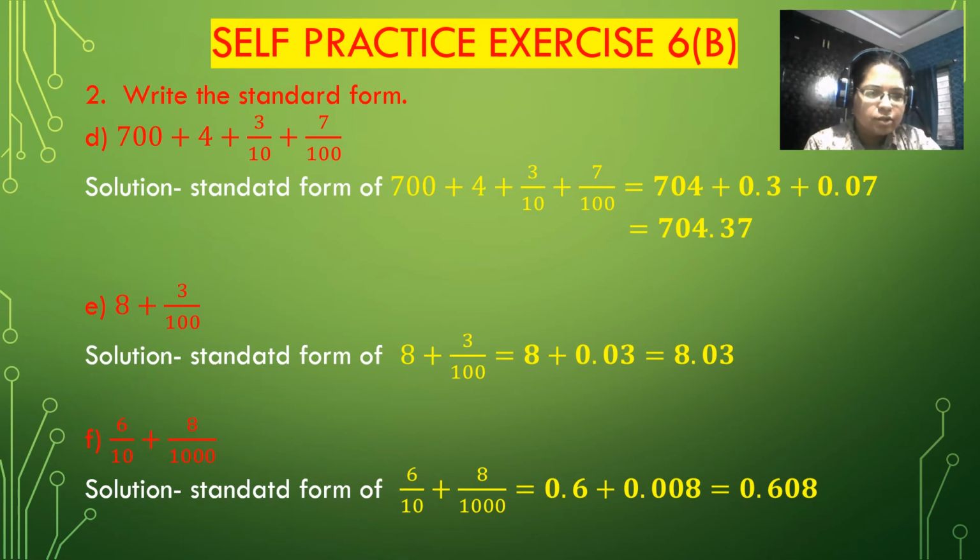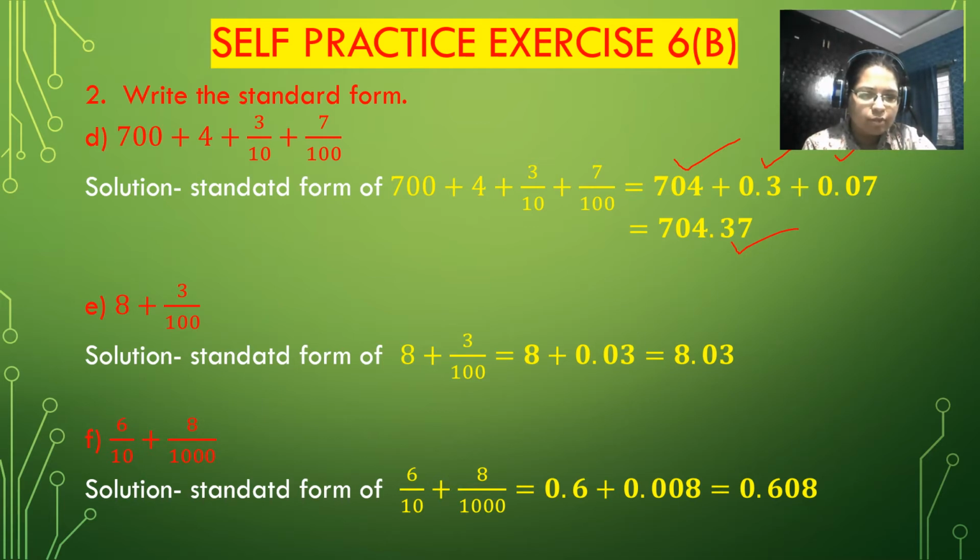Now D bit. 700 plus 4 plus 3 divided by 10 plus 7 divided by 100. Standard form: 700 plus 4 is 704, 3 divided by 10 is 0.3 and 7 divided by 100 is 0.07. So 704 plus 0.3 plus 0.07 is 704.37. E. 8 plus 3 divided by 100.